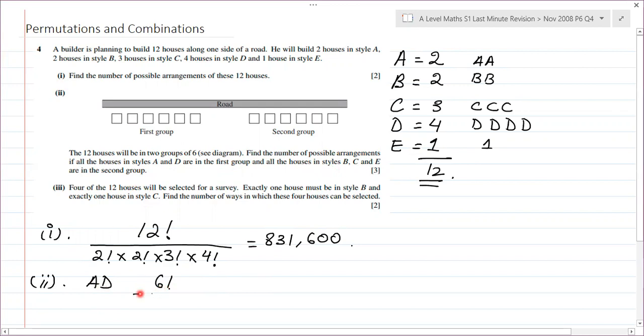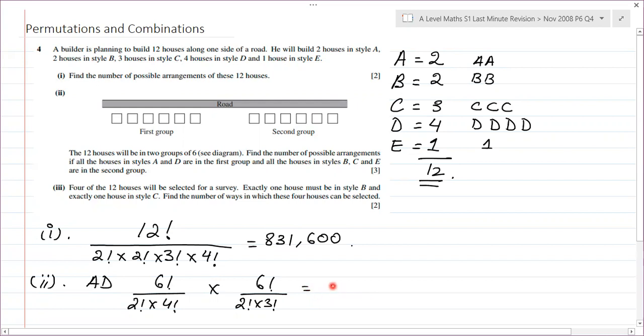So we have 6 factorial divided by, how many are in A? We have 2 factorial for A, and D were 4, so 4 factorial, multiplied by 6 factorial for the other group. This is the first group and this is the second group. For the second group we have B, C, and E: 2 for the B's, 3 for the C's, and there's only one E. So 6 factorial divided by 2 factorial multiplied by 3 factorial.